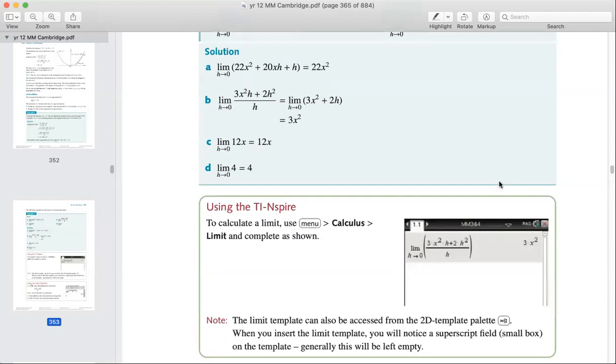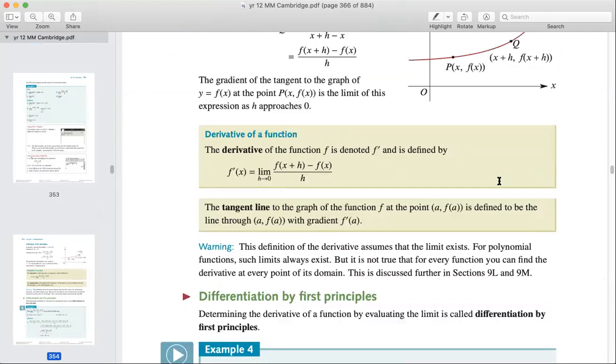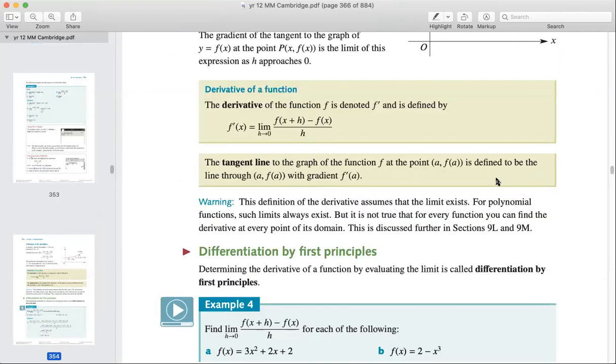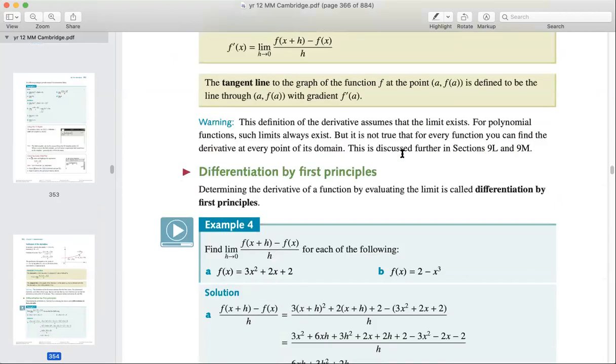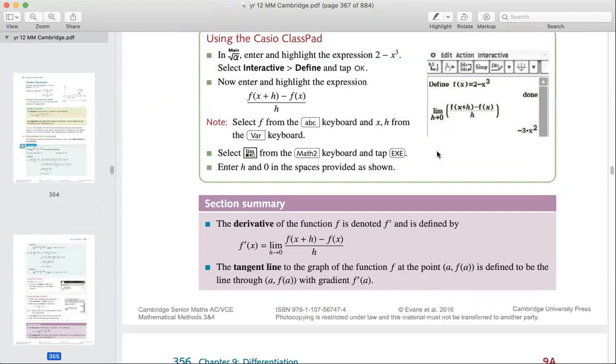You don't know what's going on over here. So let's go back to the derivative. Essentially, derivative just means taking the gradient of the tangent line, right? And this is what we call the first principle, and it is covered in year 11. So I'm not going to talk about that much.